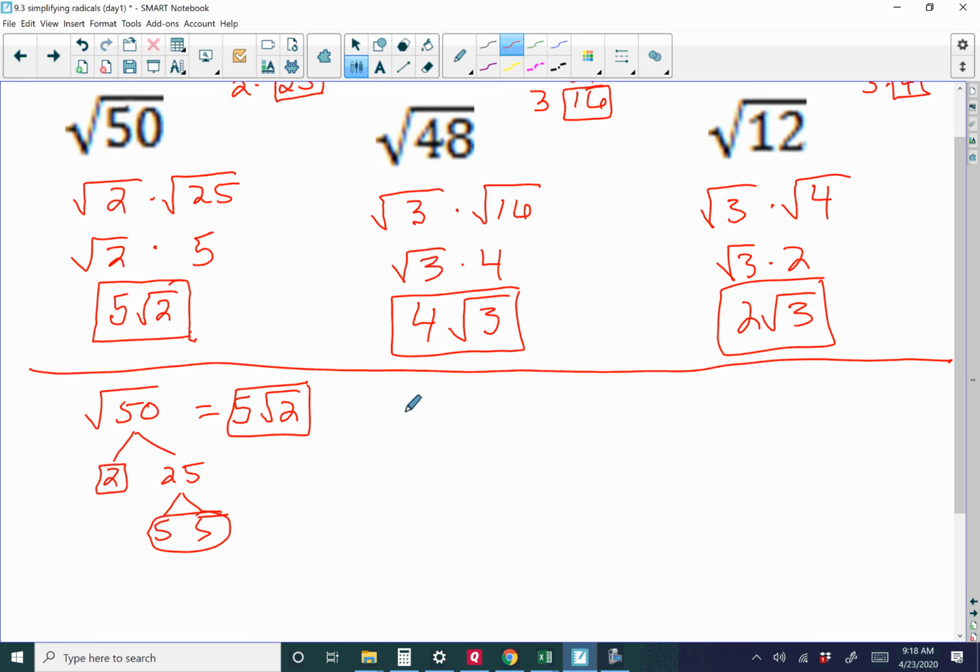Let's try that with the square root of 48. So factor tree. What are the factors of 48? The ones that stick out in my head are 8 and 6. Well, can 8 and 6 be broken down further into prime factors? They sure can. So 8 becomes 2 times 4, and 4 becomes 2 times 2. Now, 6 becomes 2 and 3.